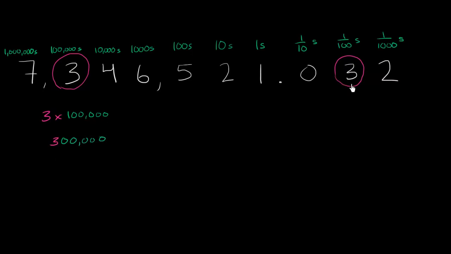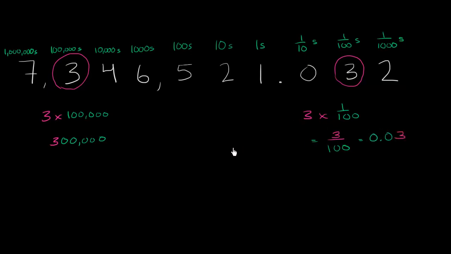Now, what does this 3 represent? It's in the hundredths place. It literally represents 3 hundredths. It represents 3 times 1 over 100, which is the same thing as 3 over 100, which is the same thing as 0.03. These are all equivalent statements.